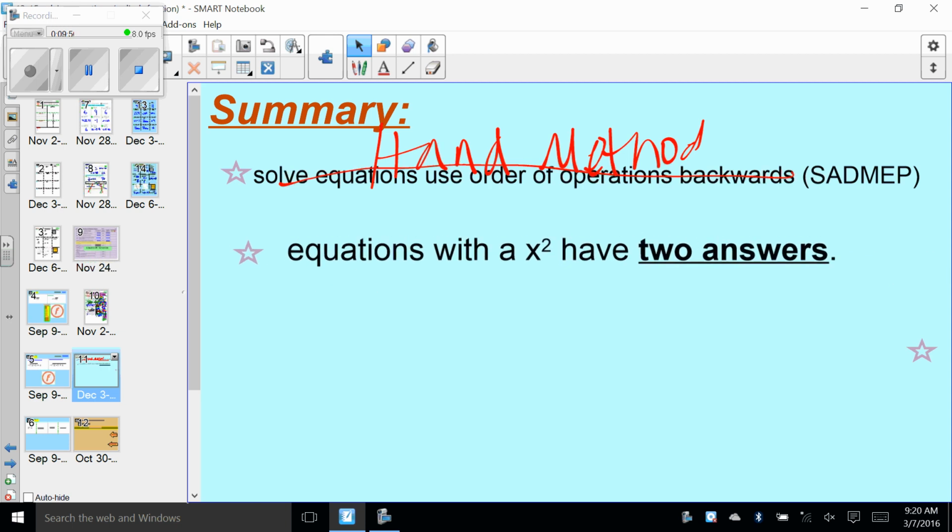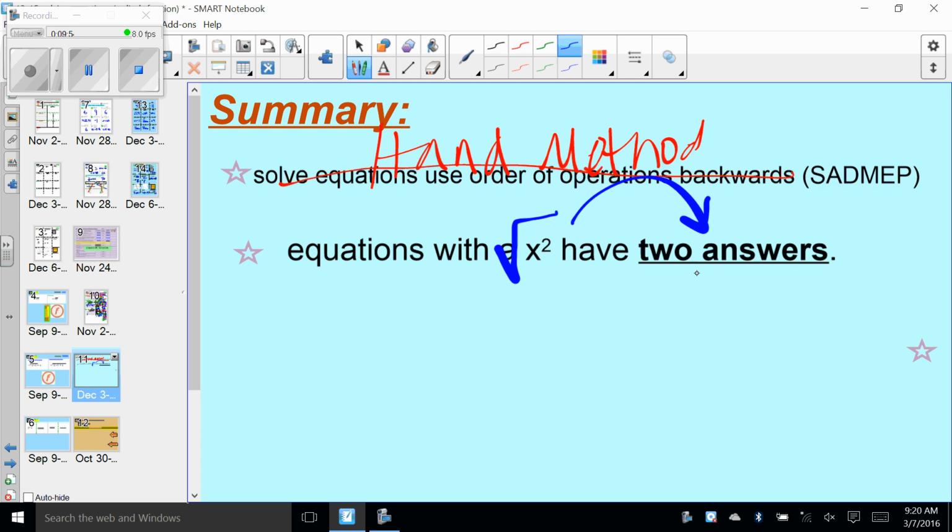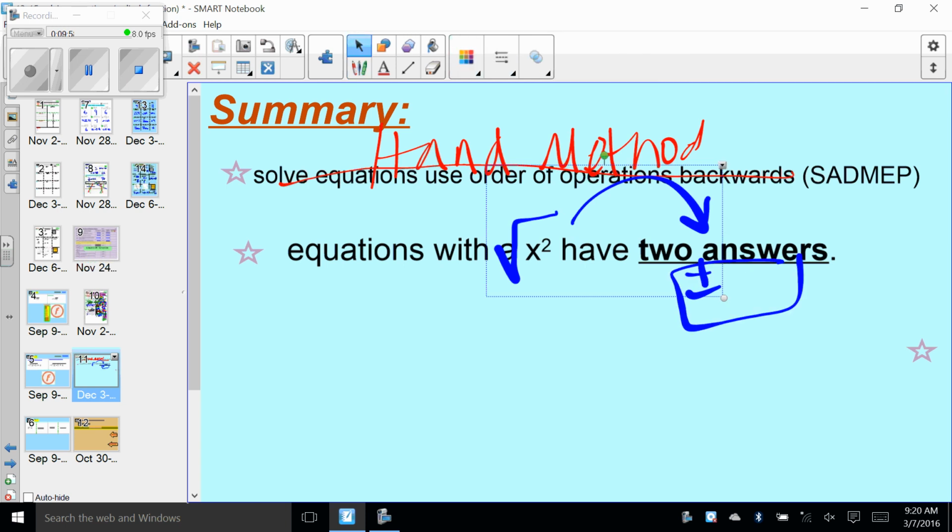Also, remember x squared. If you're solving an x squared and you take that square root, it has 2 answers. A plus or minus answer comes out of that. Don't forget to do that. Plus or minus answer.